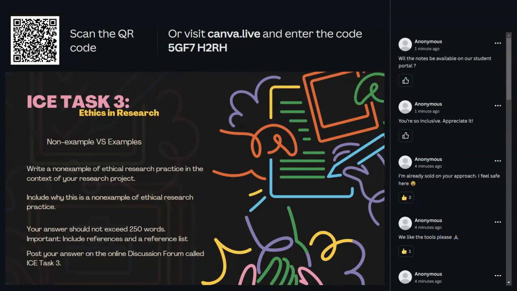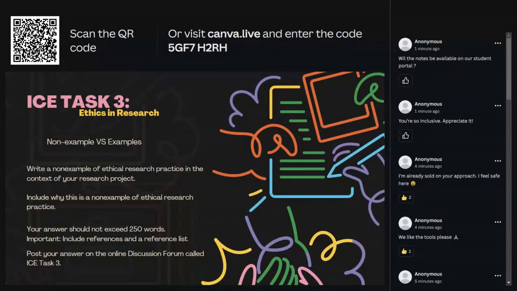Once you've done that, you're going to include why this is a non-example of ethical research practice. The third element asks that you should not exceed 250 words in your write-up. And please note, for all tasks, you're going to have references and a reference list. Because it says don't exceed 250 words, I won't necessarily count your references as part of the 250.